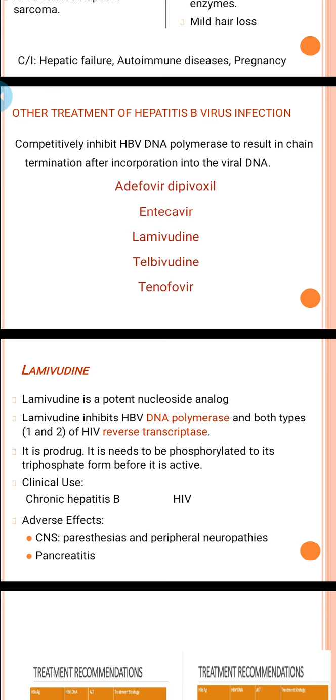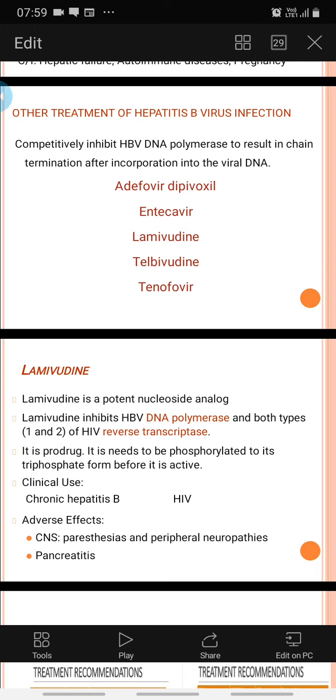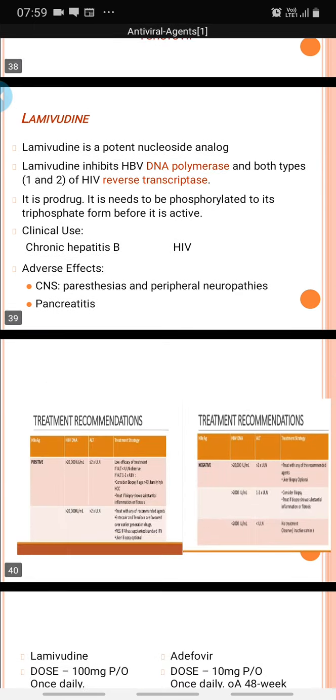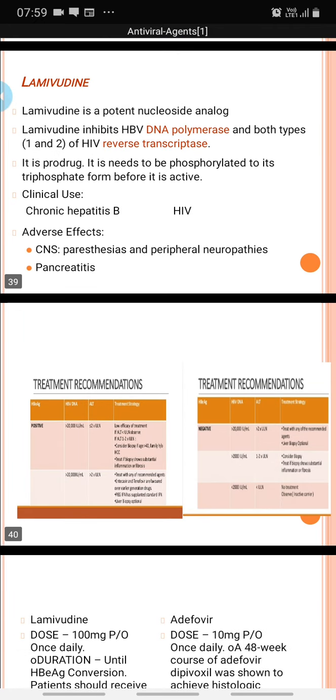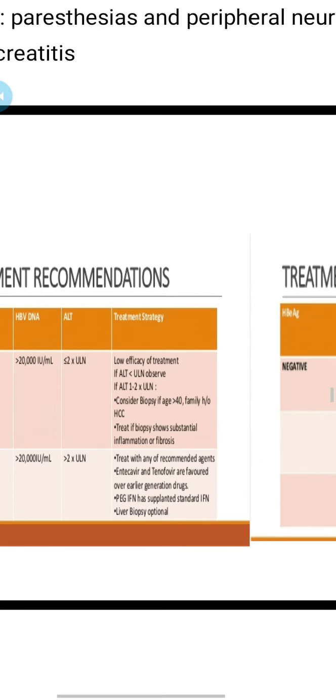And remember, this triphosphate conversion is entirely done by the host cell kinase, from lamivudine monophosphate to diphosphate to triphosphate. Unlike acyclovir, where the first step is done by the virus-specific kinase, in lamivudine all steps are done by the host cell kinase. So clinical use: chronic hepatitis B as well as HIV. It can cause paraesthesia, peripheral neuropathy, and pancreatitis. So whom to treat? Look here.